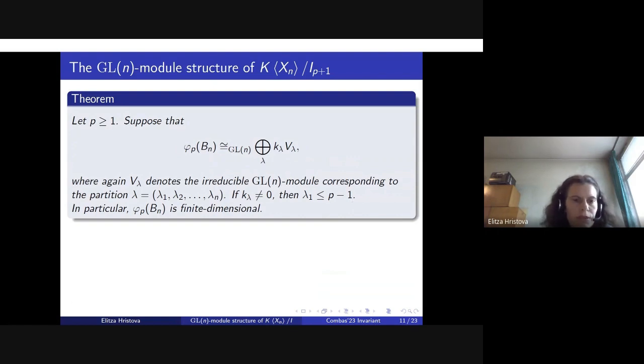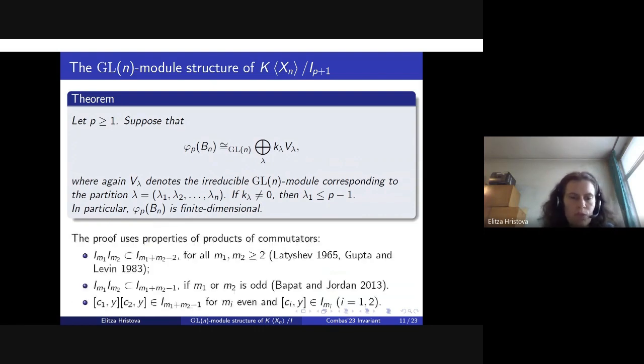In particular, this means that our subalgebra of proper polynomials is finite dimensional, because there are only finitely many lambdas that satisfy this restriction, and that is usually not the case in general for other T-ideals. The subalgebra of proper polynomials will not be finite dimensional. This is specific for the case when the T-ideal is generated by long commutators. And I'm not going to talk about the proof.